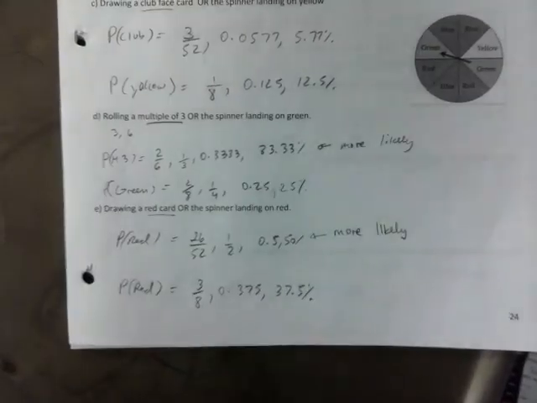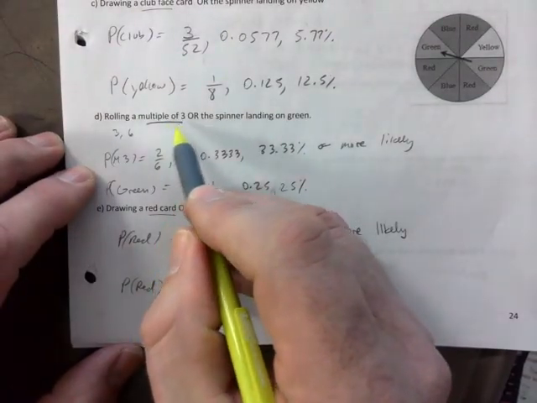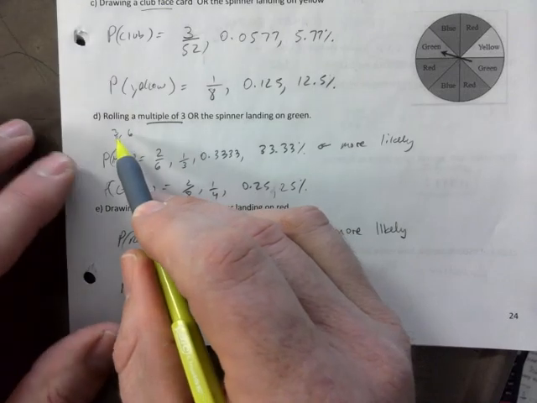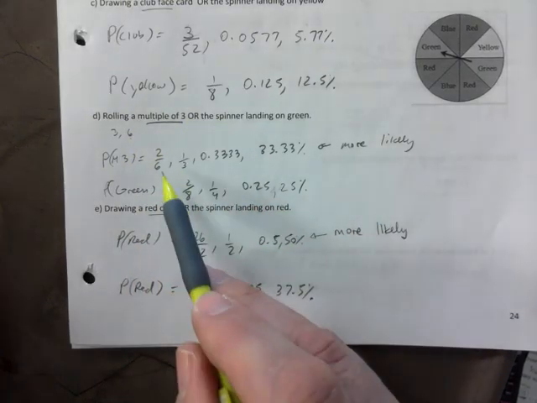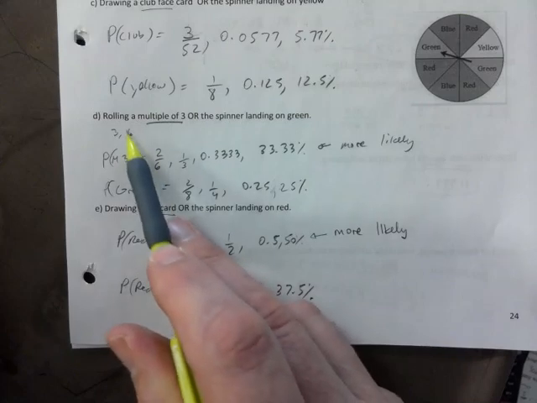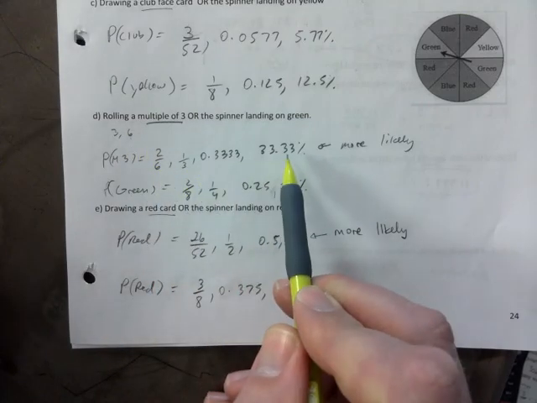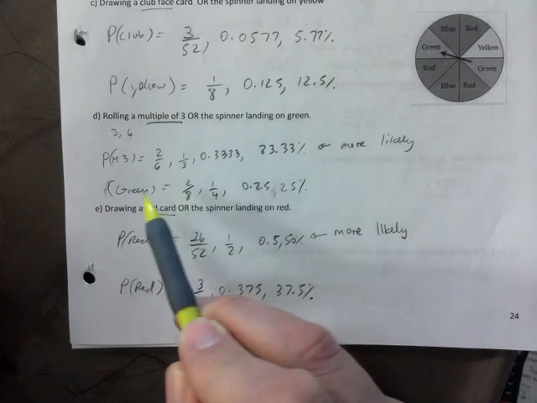Rolling a multiple of 3. So it's implied that it's a standard die unless I tell you differently. So 3 and 6 are the only 2 that are possible, that are multiples of 3. And so you got 2 out of 6, right? Which is 1/3, which is 33.33.